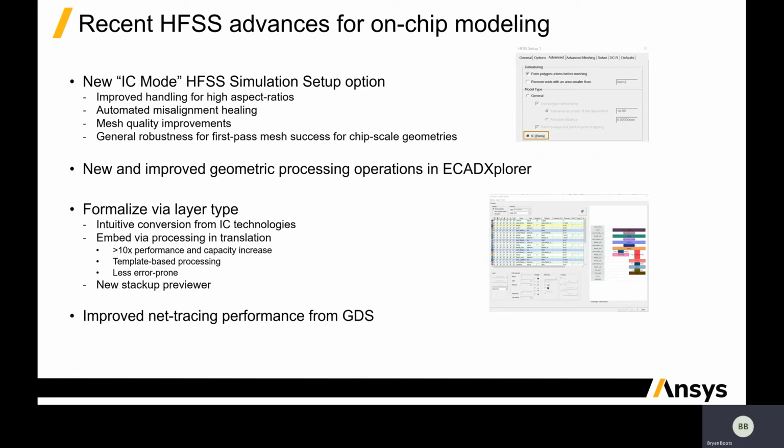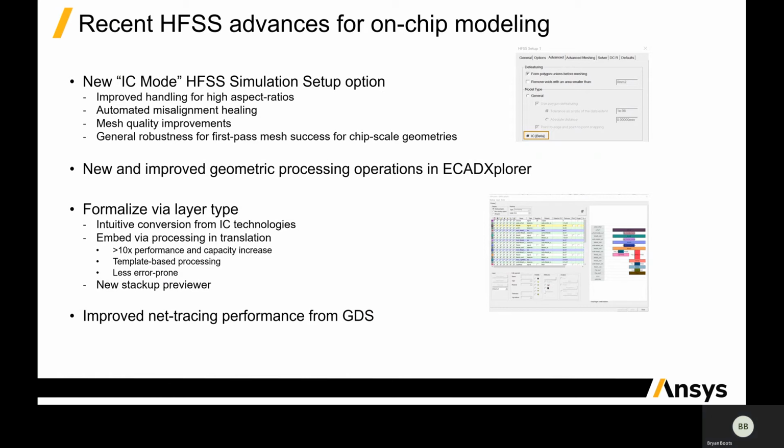One, first and foremost, is this new IC mode in the HFSS simulation setup option. And this really, at a low level, improves handling for high aspect ratio geometries, automates some misalignment and some healing operations, and does those two things with an eye towards improving overall mesh quality and general first pass robustness for mesh success. All of that together actually accelerates adaptive refinement and can result in better performing simulations in aggregate.